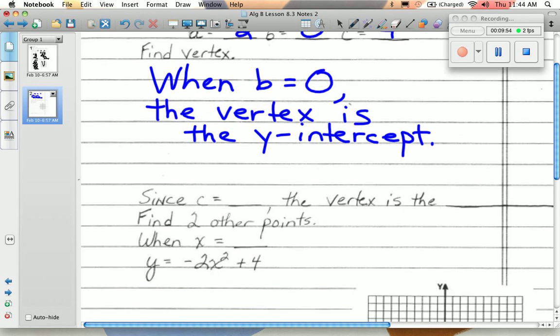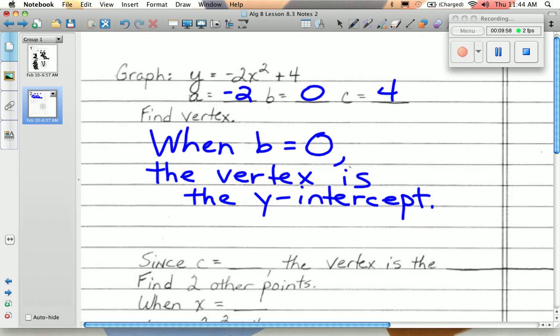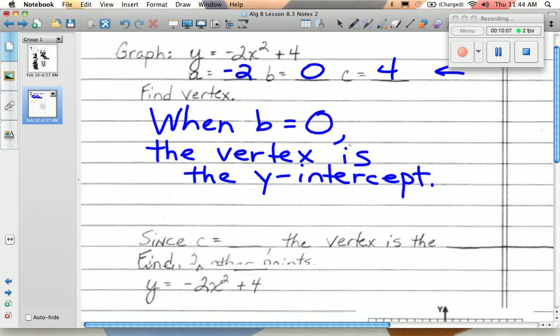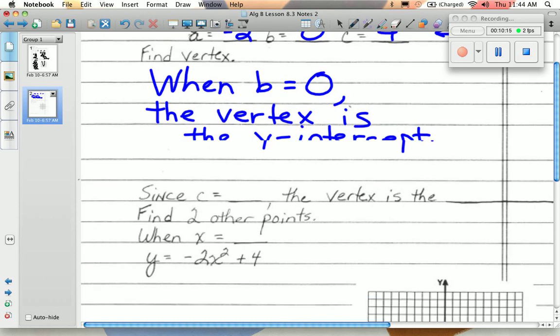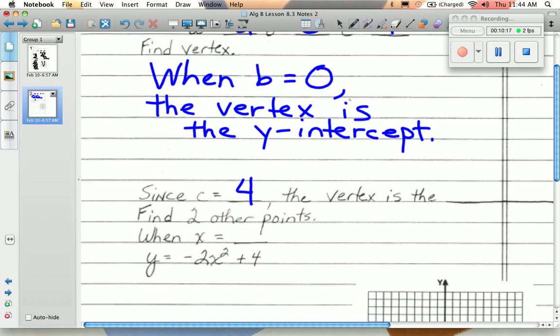So since c is equal to... here's what you could do. What we just did, identify A, B, and C. You say to yourself, hey self, B is equal to 0. So I'm going to just skip down and say, well, if B is equal to 0, all I have to do is say, C is equal to what? What was it again? 4. Okay, C is 4. So the vertex is the y-intercept.